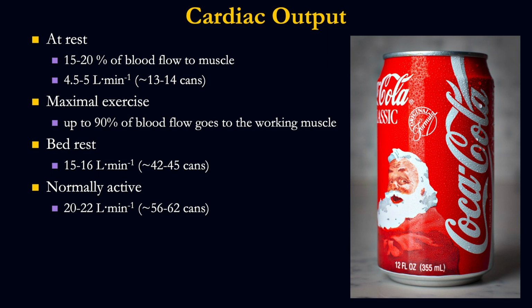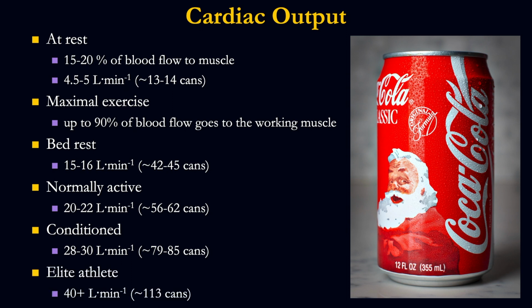A normally active individual will have a cardiac output of about 20 to 22 liters per minute, or about 56 to 62 cans of soda. A conditioned athlete has a cardiac output of 28 to 30 liters per minute, representing about 79 to 85 cans of soda. An elite athlete, so we're talking about Olympians here, 40 plus liters per minute of cardiac output. That's incredible, absolutely phenomenal. That's about 113 cans in a single minute.